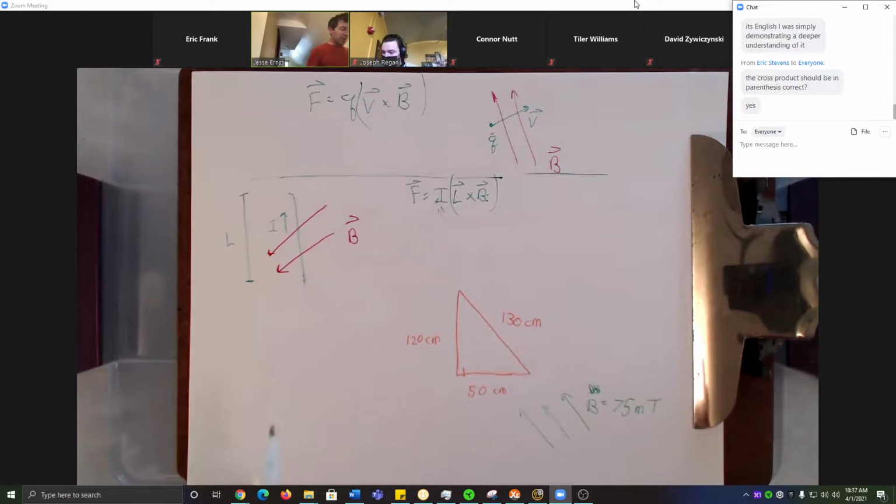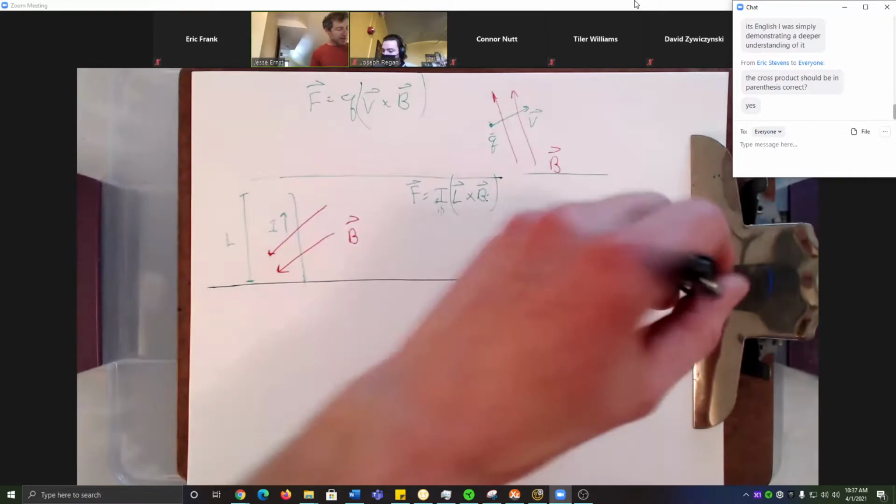Okay, let's find the force on all three legs. I'm getting overwhelmed with my color choices here.